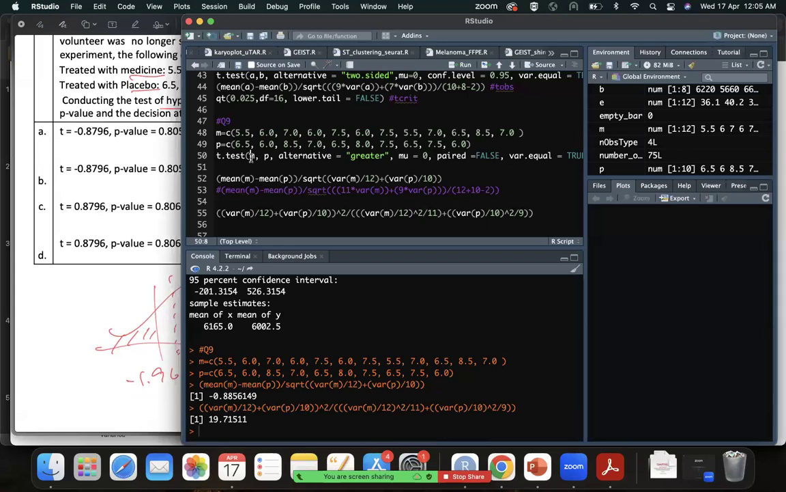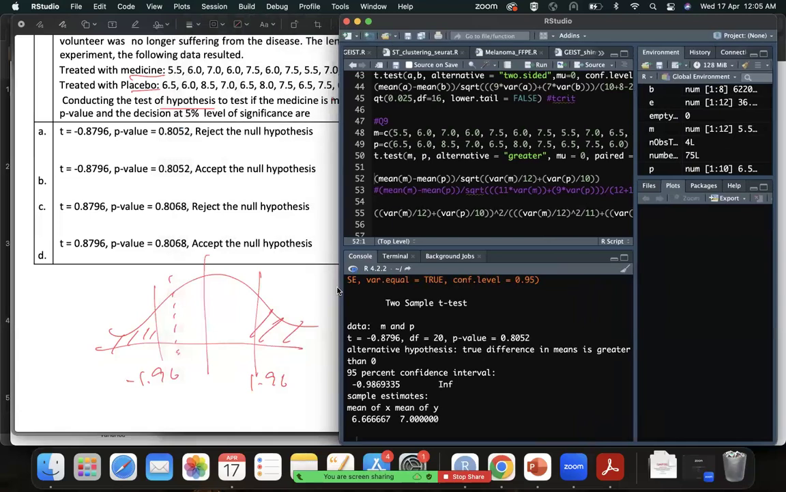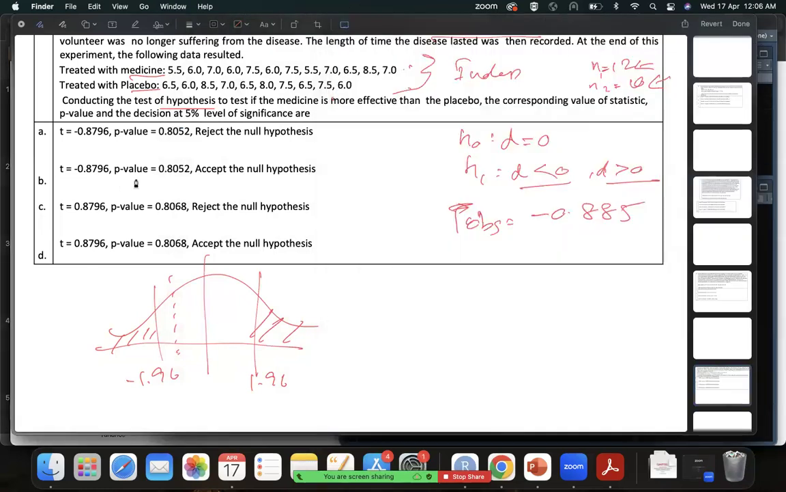Let's just do this t-test NP alternative. Okay, you're getting the values here. So t is minus 0.876, p-value 0.8052. So if p-value is greater than alpha, you accept the null hypothesis. So option B is your answer here. Okay. Yeah, so this is your answer.